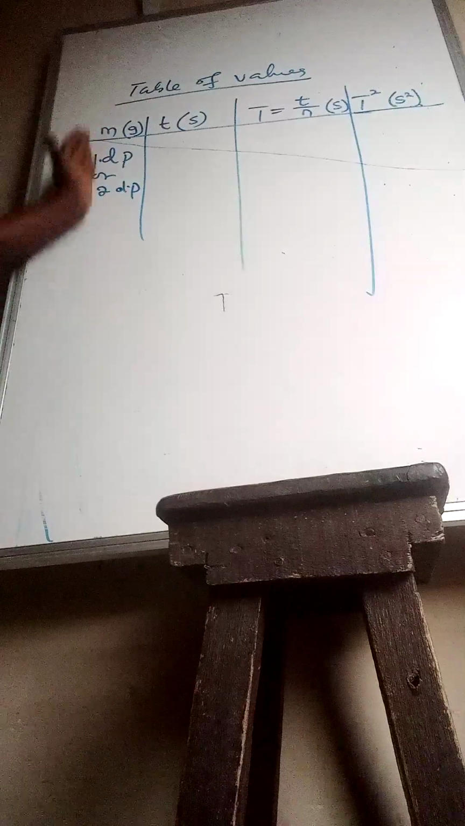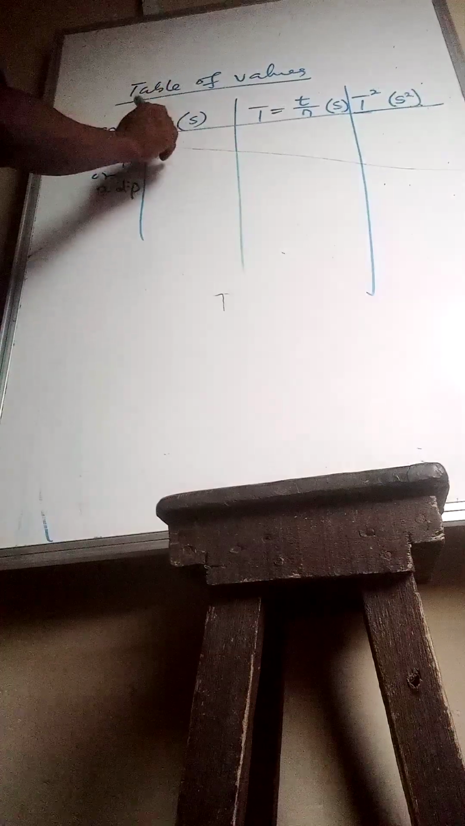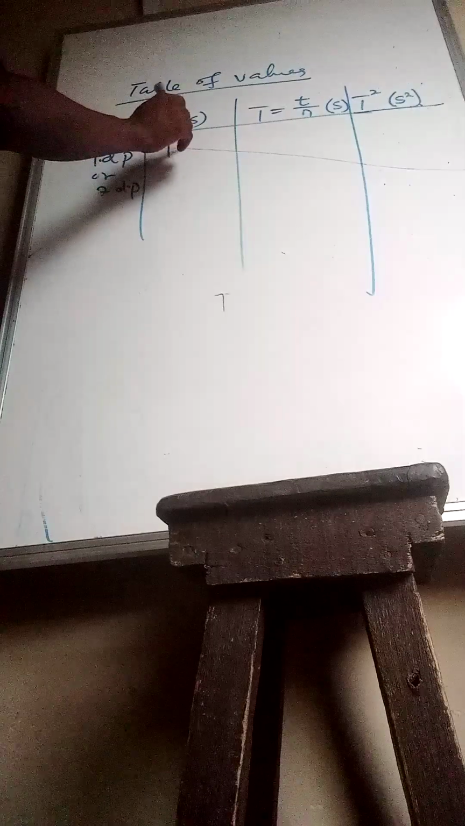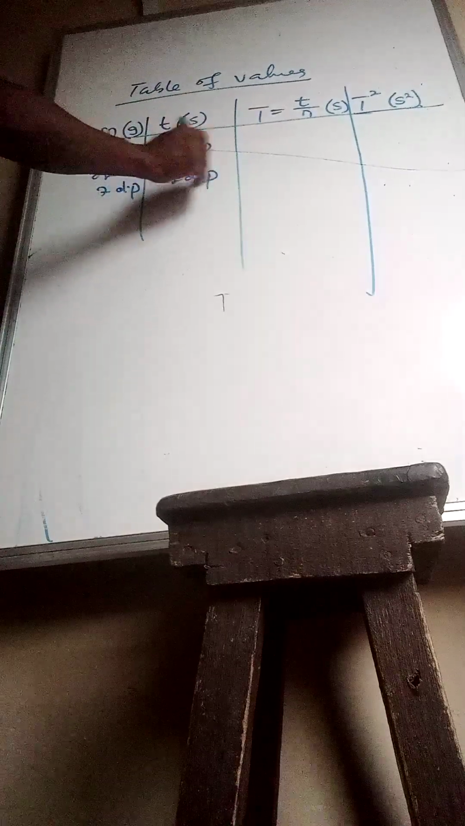If you want to use 1 decimal place, it has to be 1 decimal place all through under this column. If you want to use 2 decimal places, it has to be 2 decimal places all through under this column for mass. If you mix it up, you have lost mark. For the time, that one also can be 1 decimal place or 2 decimal places.